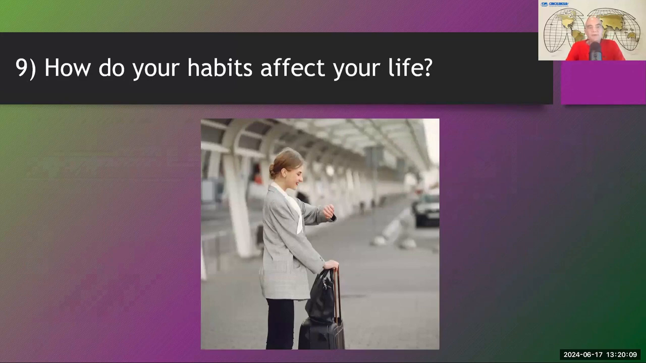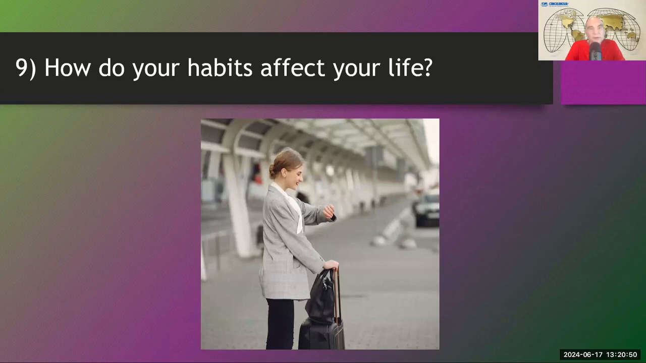How do your habits affect your life? Yeah, okay, that's a very general question, right? How do your habits affect your life? Well, habits can affect your life in so many ways. For example, again, I'll go back to the bad habit of smoking cigarettes. If somebody has the bad habit of smoking cigarettes, well, that can have very negative consequences on somebody's physical health, the lungs, the heart, and other things as well.